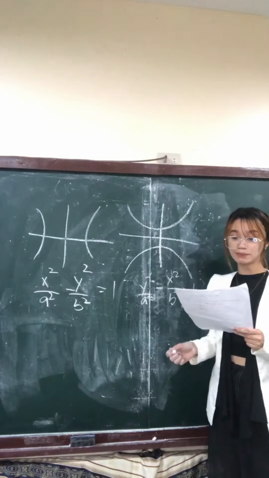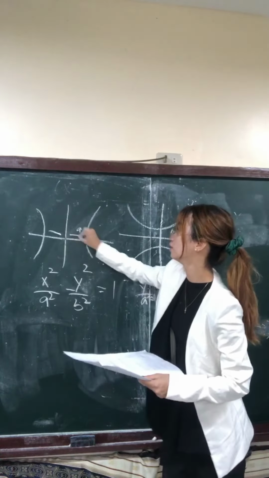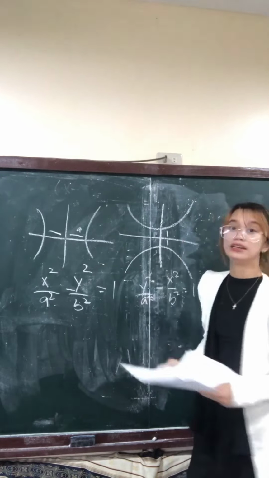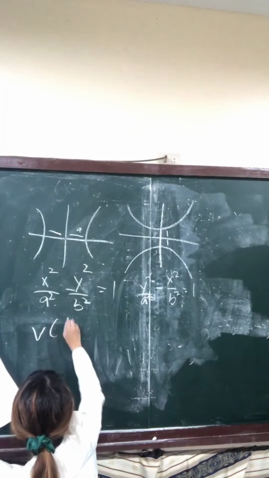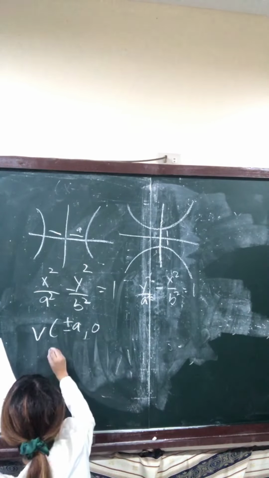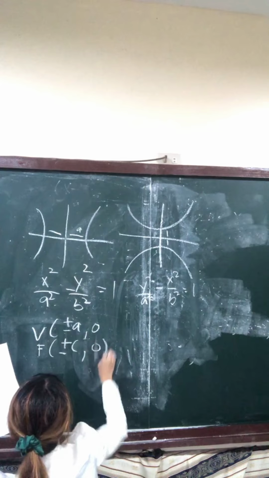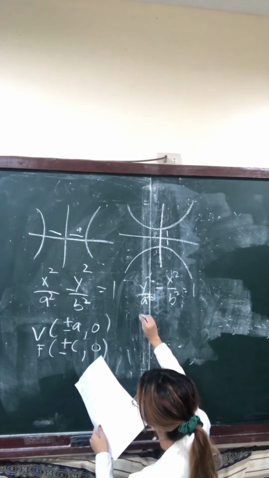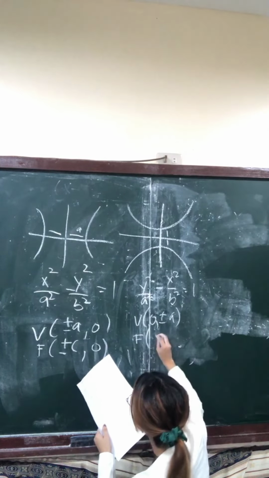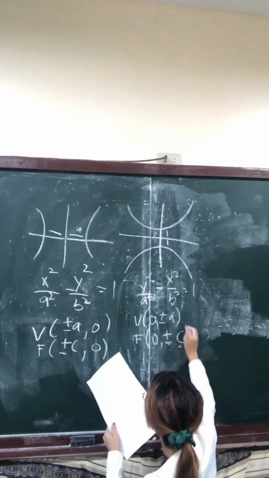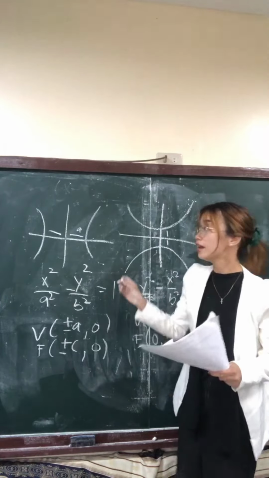And a is the distance between the center of the hyperbola and the vertex. For the vertices of this hyperbola, we have V equals positive and negative a, comma 0, and our coordinates for the foci are positive and negative c, comma 0. For the vertical hyperbola, we have V as 0, positive and negative a, and the foci at 0, positive and negative c. As we always remember, the foci is always toward the hyperbola.